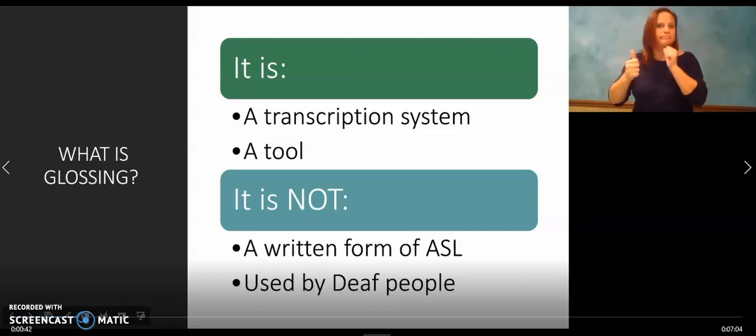Now understand that glossing is not a written form of ASL. Truthfully, ASL doesn't have a written form. People in the deaf community don't use glossing. They write and read English, just like you and I.